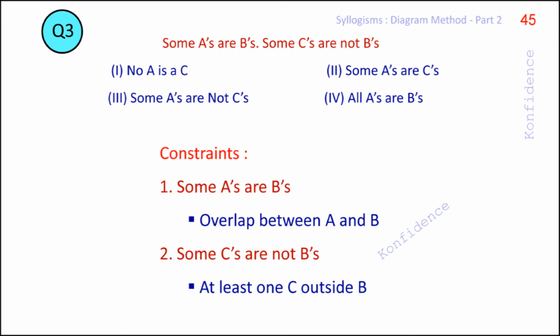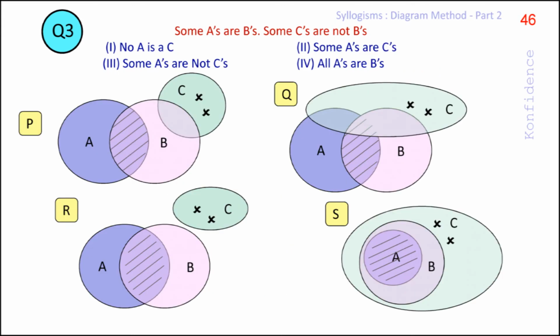Actually, you should not be drawing any of the combination diagrams. You need only the basic premise diagrams. The combinations should be imagined in your mind. We have shown a few combination diagrams in the slide for explanation's sake, for your better grasp. These are only a few of the possible combinations. In all those diagrams, there is an overlap between A and B, and there is at least one C outside B. You should be able to imagine these kinds of scenarios in your mind based on the base premise diagrams.